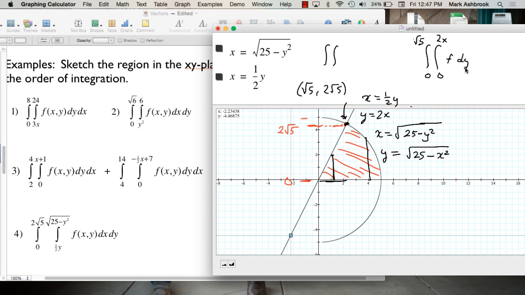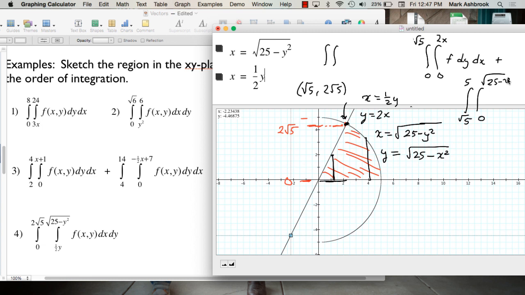So now we're doing dy dx, right? And then now our x goes from radical 5 to 5. I've got one little more thing to show you after this. And y goes from 0 to square root of 25 minus x squared.